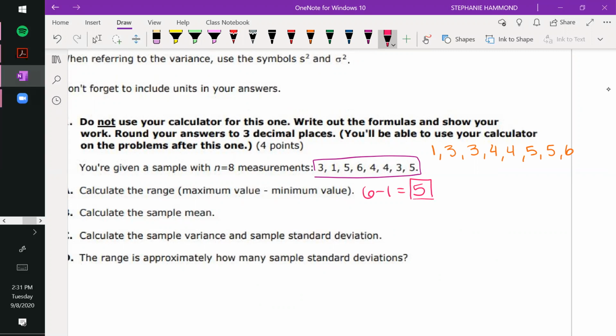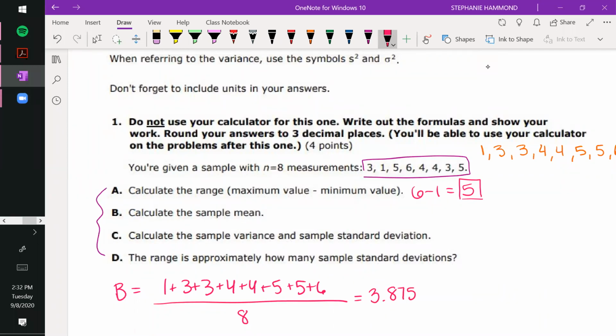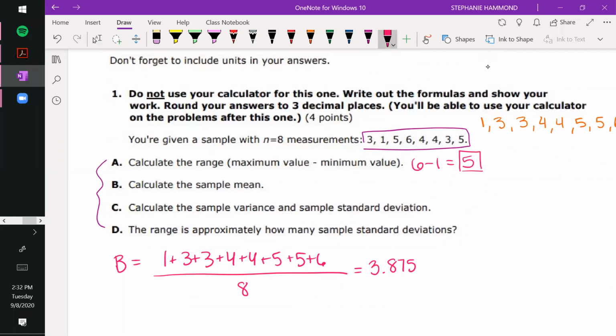And then it says to calculate the sample mean. To calculate the sample mean, I'm going to add them all together and then divide by the number of pieces in my data set. I'm going to use the space below for that. 1 plus 3 plus 3 plus 4 plus 4 plus 5 plus 5 plus 6 divided by 1, 2, 3, 4, 5, 6, 7, 8 pieces of data. And that is about 3.875. Or not about, it is 3.875 exactly, sorry. So we would say the sample mean, x bar, is 3.875.